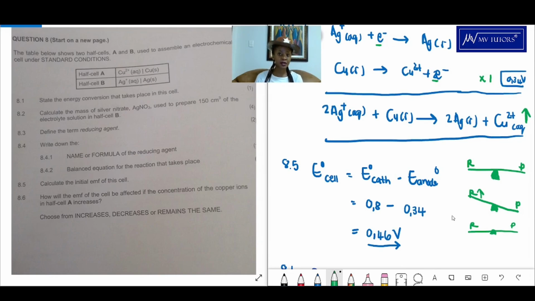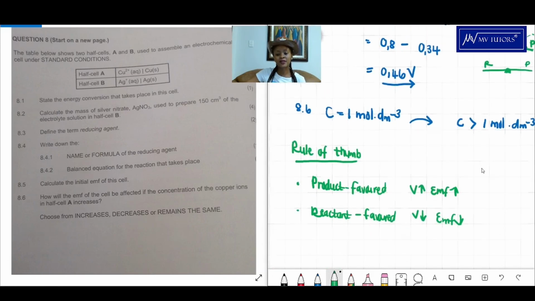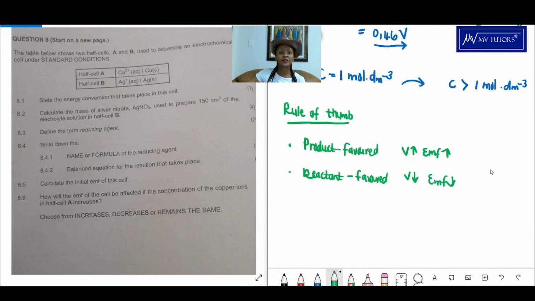So we have increased the concentration of copper, right? So at that point, the products have increased. And now to get a new equilibrium, you're going to have to increase the reactants. So your reaction will be reactant favored, or reverse favored. Reverse reaction favored. So like we said, if it's a reverse reaction that's favored, then your voltage will decrease.